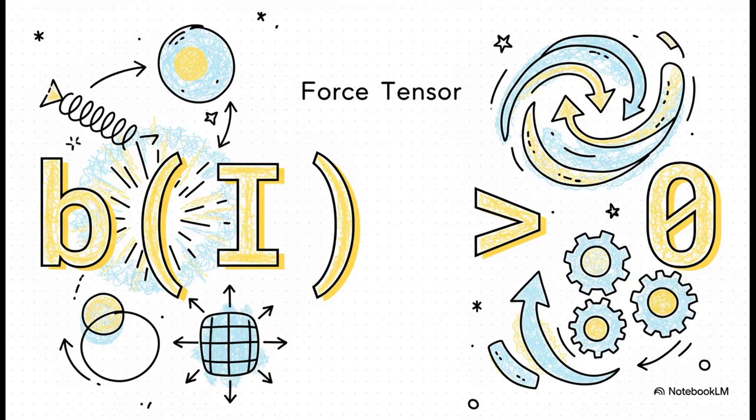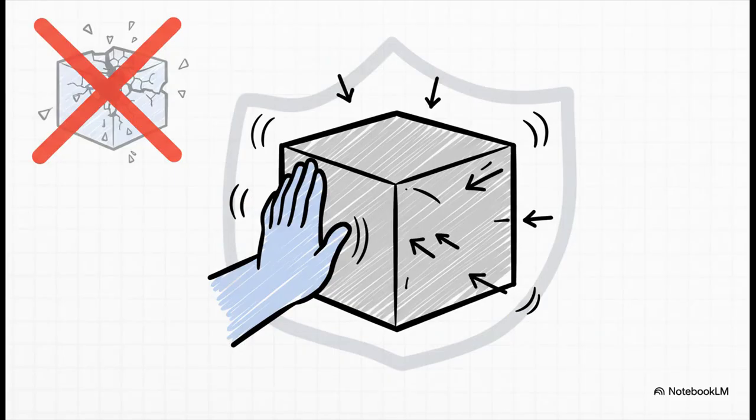Remember that function B of I we mentioned, the one that describes the material's stiffness? For a material to be stable, the theory says that B of I must always be a positive number. It can't be 0, and it definitely can't be negative. So why is this so important?